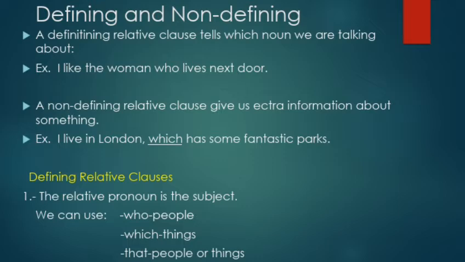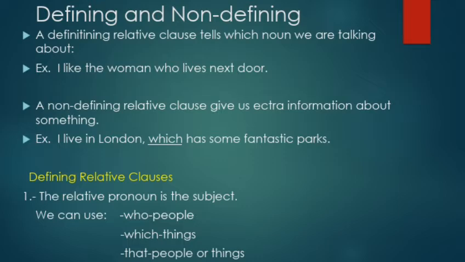A non-definite relative clause gives extra information about something. We don't need this information to understand the sentence. Example, I live in London, which has some fantastic parks. Everybody knows where London is, so "which has some fantastic parks" is extra information.